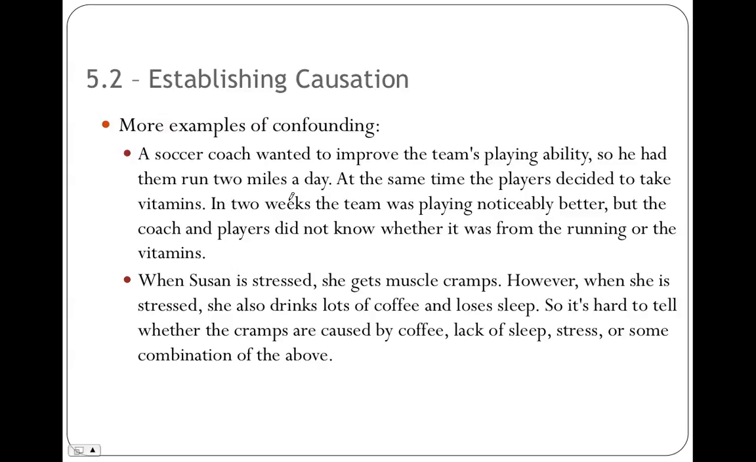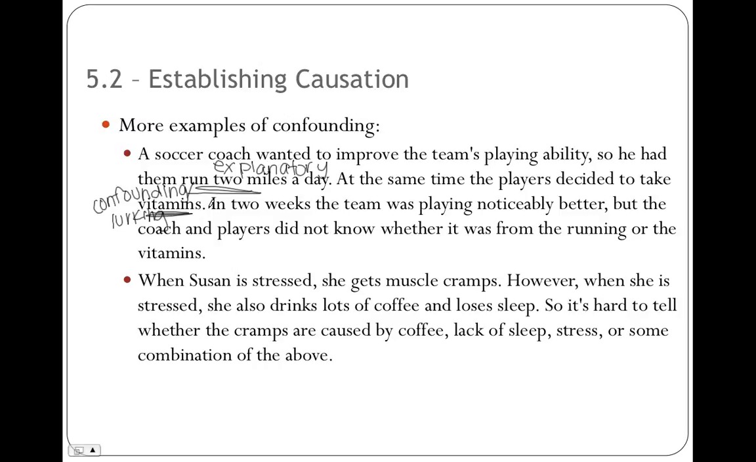So from the coach's standpoint, the running is the explanatory variable, and the vitamins are this confounding variable or lurking variable that gets in the way of that relationship. So the vitamins are what confounds the results that the coach is trying to see. Those two variables of running and taking vitamins got confounded. I don't know which is causing the better playing.